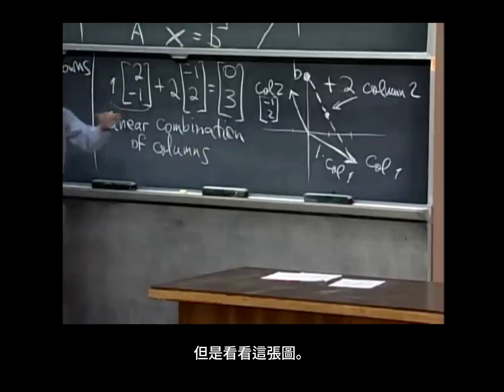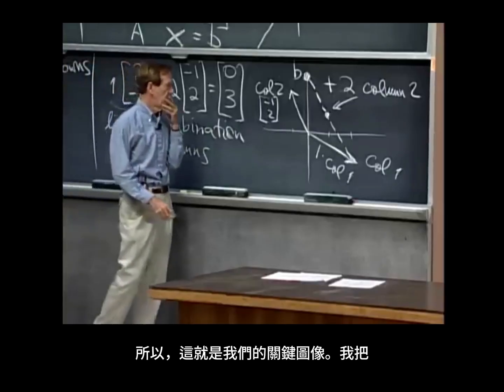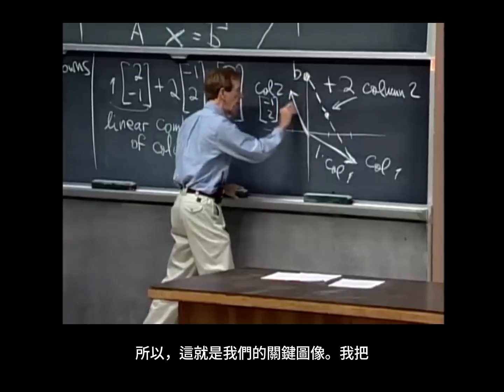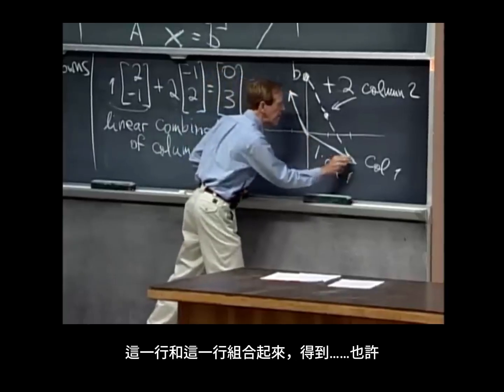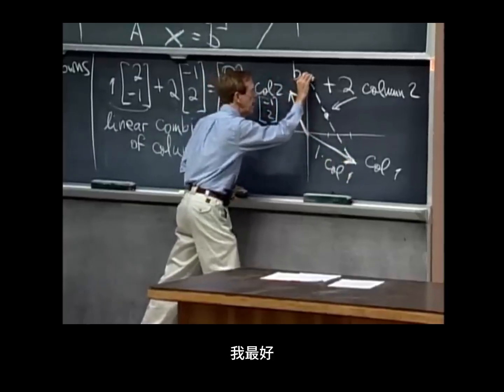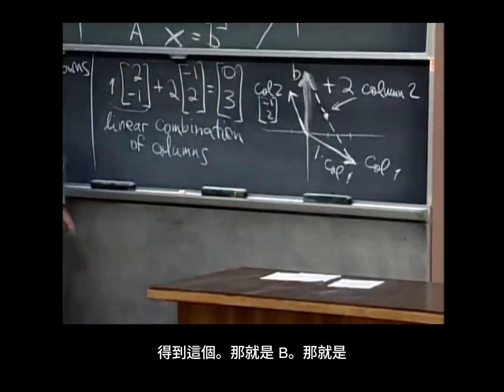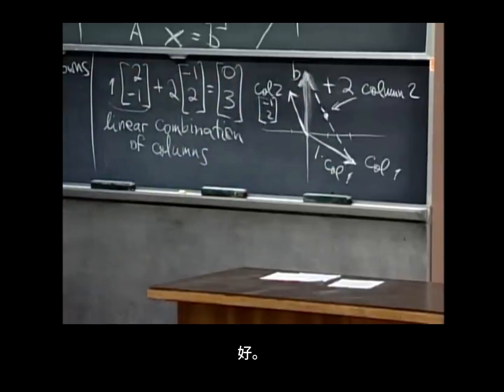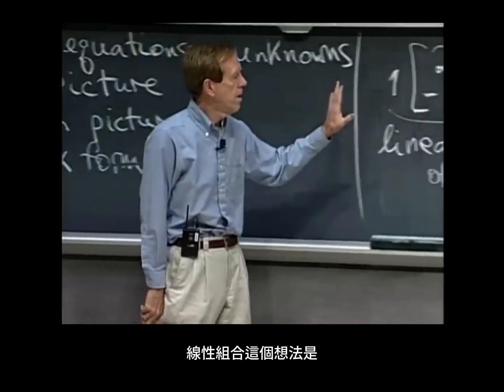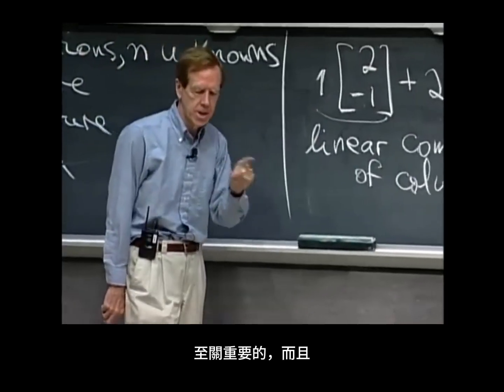But look at this picture. So here's our key picture. I combine this column and this column to get this guy. That was the B. That's the 0, 3. Okay. So that idea of linear combinations is crucial.